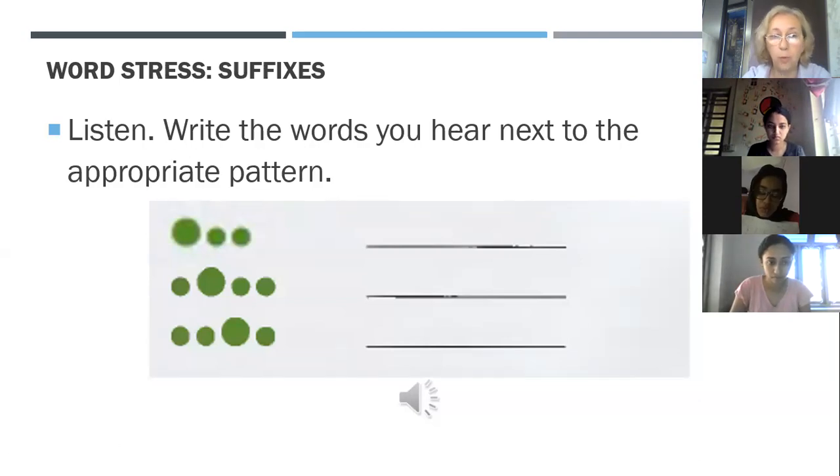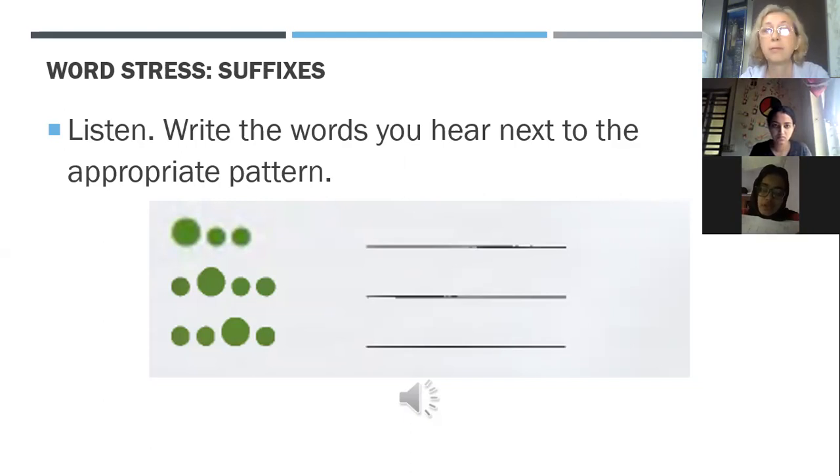And there are 2 more words. There should be 2 more words here in line 3. Who can help us? Proctoscopic. Yes. And gastroscopic. Gastroscopic, exactly. You're right. Thank you.